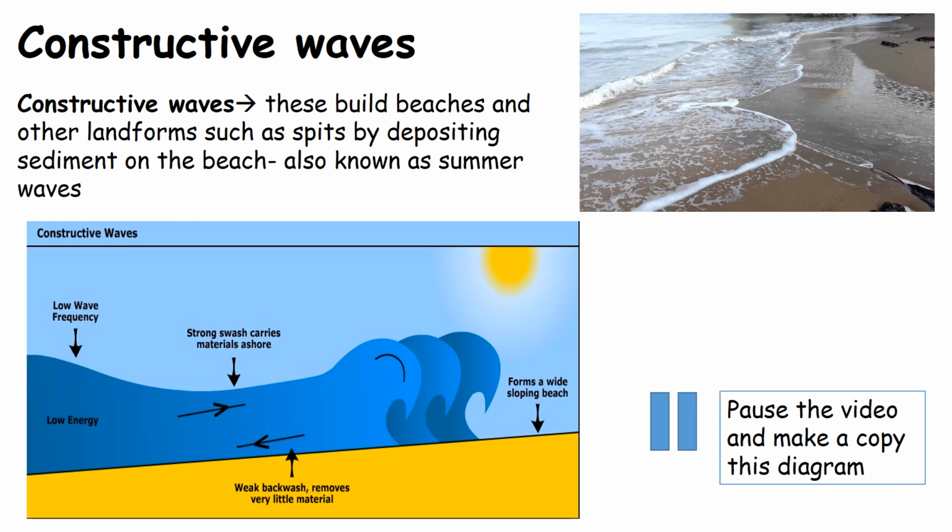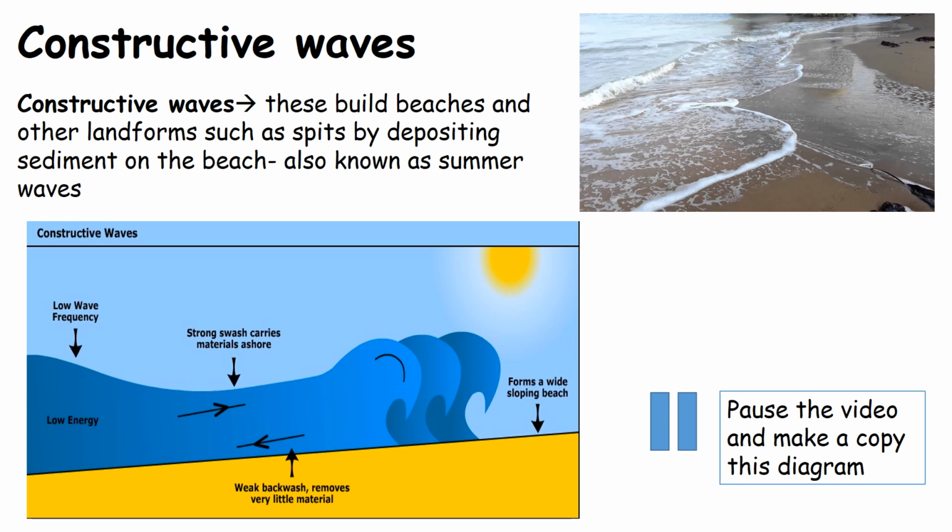So the other type of wave that we're looking at is a constructive wave. These are waves that have a very strong swash and a weak backwash. So remember, the swash is the forward motion, and this time that forward motion is strong, whereas the back motion, the backwash, is weak. So they're known as constructive waves because they build up the beach with that strong swash.